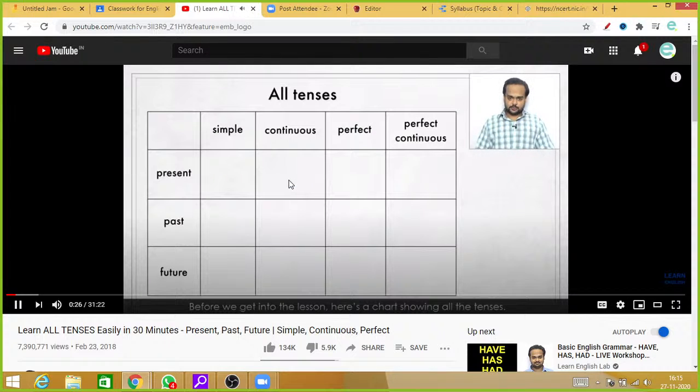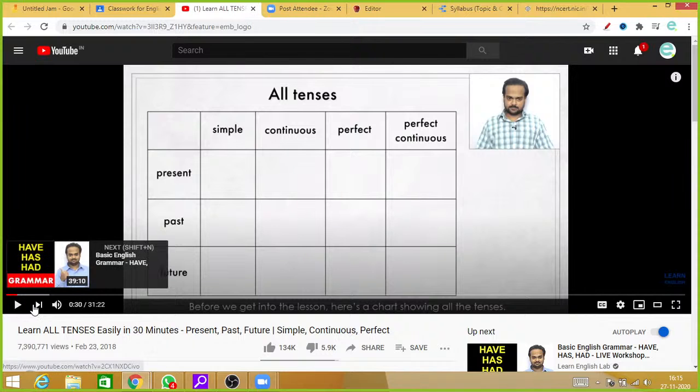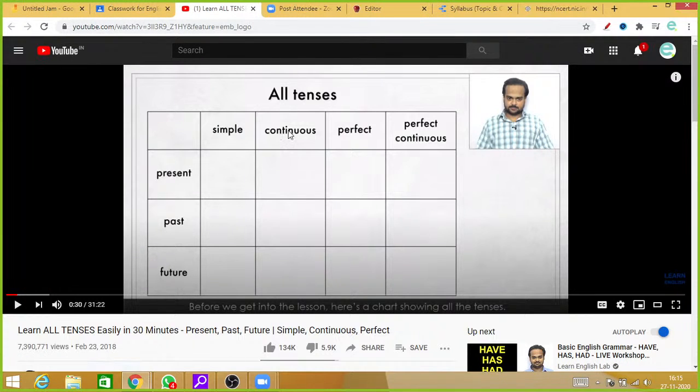Before we get into the lesson, here's a chart showing all of the tenses. Is the speed all right, both of you? Yes, ma'am. Okay. You are able to understand. So you know this chart. There are 3 tenses we all know: present, past and future. And in that, he has divided them into subcategories.